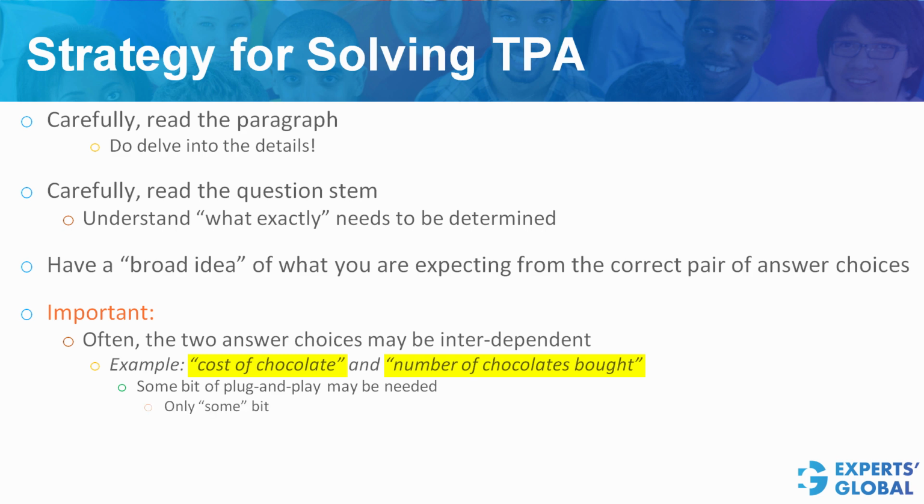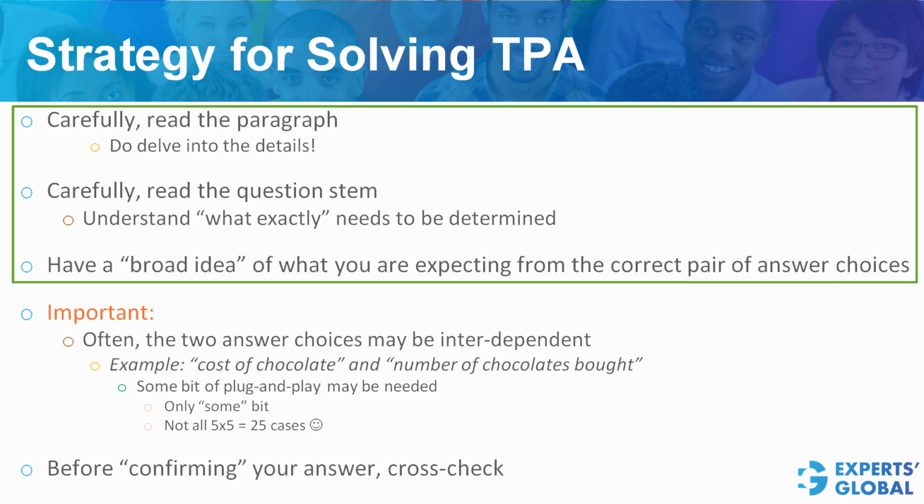So some bit of plug and play may be needed in many questions. However, once again, only some bit. It is not that if there are 5 answer choices, you need to examine all 5 times 5, 25 cases. That would take forever. So these were the 3 steps. And never forget the last step for any question type whatsoever, which is to always cross-check before confirming your answer to ensure that you are not committing any silly mistake.